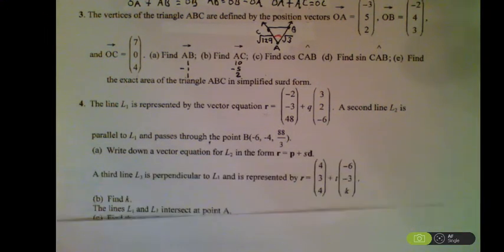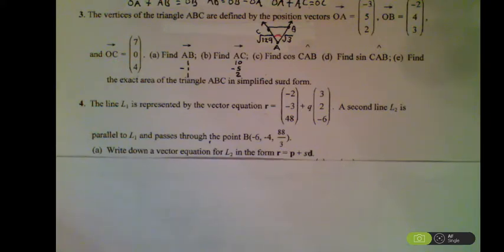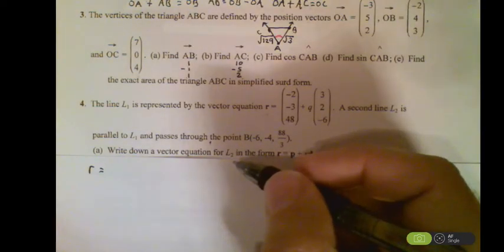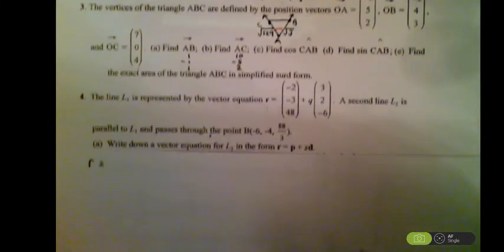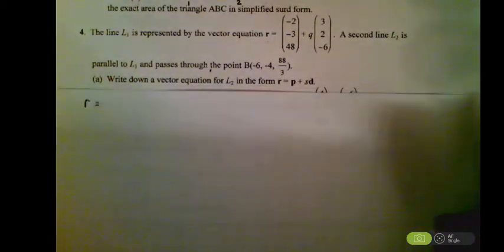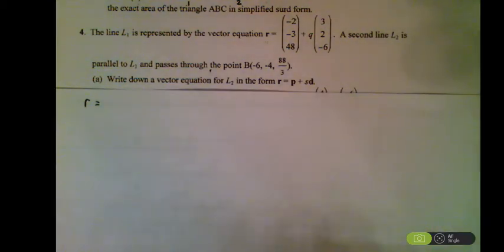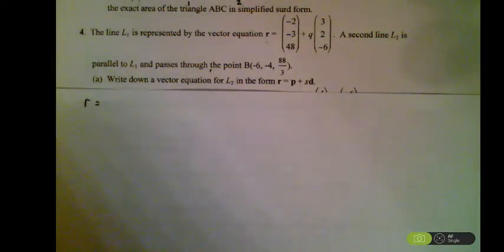Looking at what they're asking for in the first part, it says write down a vector equation for line 2 in the form. So I have to keep it in that form specifically. We have to say r equals. By the way, if you put L2 equals, IB would actually mark you down for that, because L2 represents a line and not a vector. This one says write down a vector equation, so you have to have it in the form of a vector, like r. You can't put L1 or L2 equals. You have to say r equals.